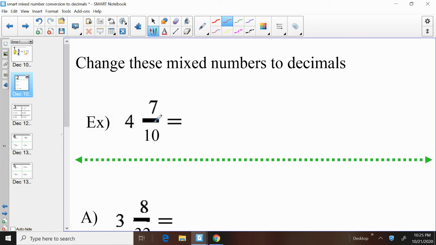Okay, so here we go. So we're going to have 4. And then remember, the fraction is going to become our decimal. So 7 divided by 10. Take the numerator, divide it by the denominator. So 7 divided by 10 is 0.7. Okay, so we just ignore the 0 because that lines up with the 4. And we're going to just put the decimal part, the 0.7. So our answer, 4.7. So 4 7/10 becomes 4.7.